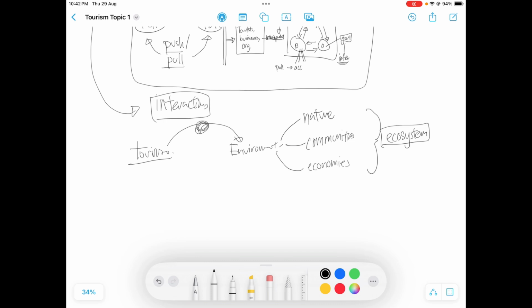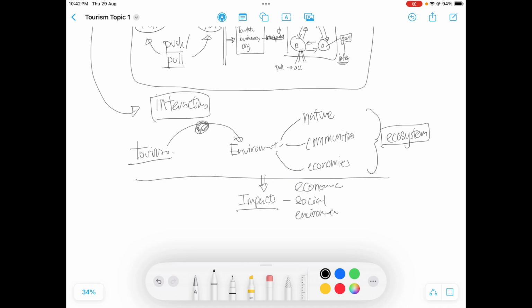Okay, and these interactions will result in impacts, which we will talk about in the next chapter. Okay, so there are impacts. So some of these impacts could be environmental, economic, social, right? So economic, social, and environmental.